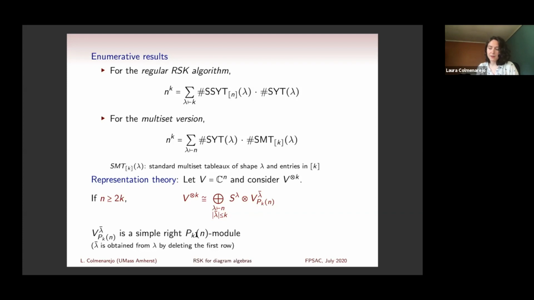I haven't introduced what P_k(n) is, and that is going to appear soon. This is the partition algebra. It's one of the diagram algebras that we are going to be considering. And the lambda bar here is obtained from lambda by just deleting the first row.